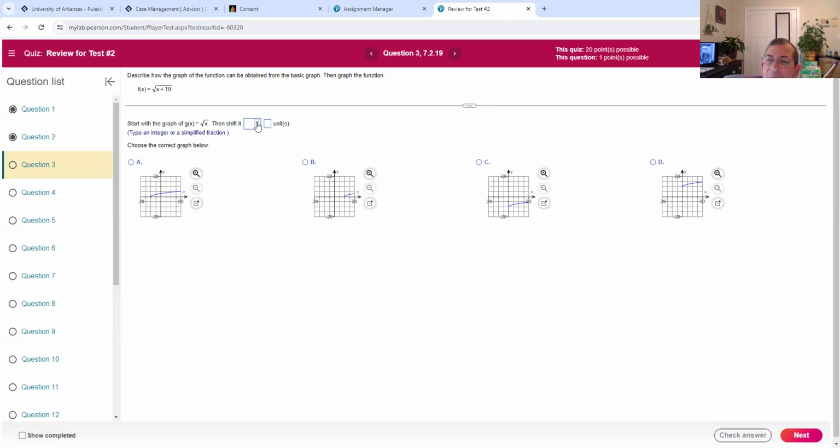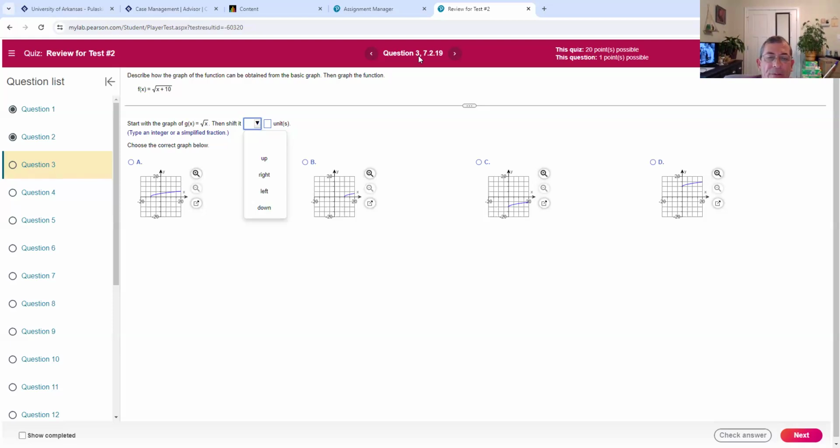So you done picked the graph. So let's finish this out. So it says shift it blank 10 units. Now remember, if it's under the radical, y'all, it's going to go left or right. You got to treat it like it's in parentheses. Okay. So let me actually write this one down. This is what, number 3. And I got f of x equals the square root of x plus 10.